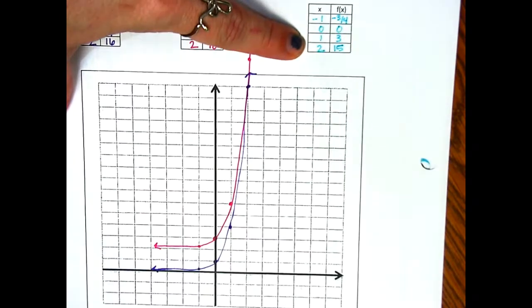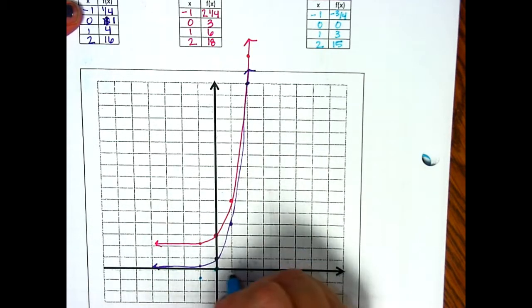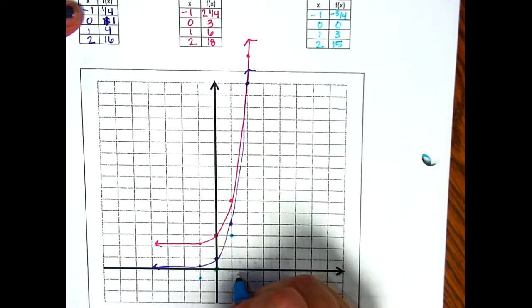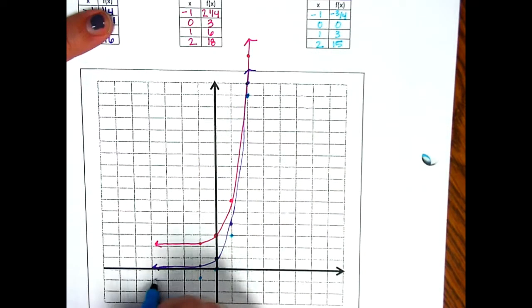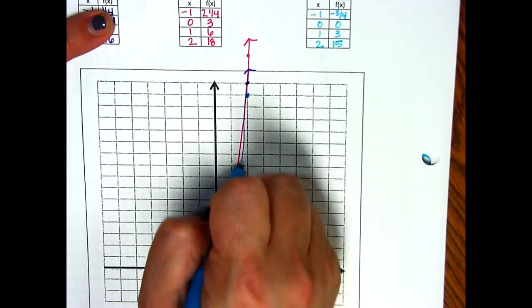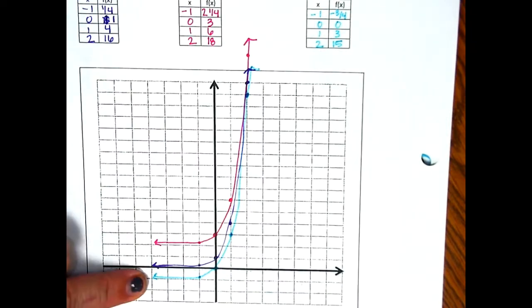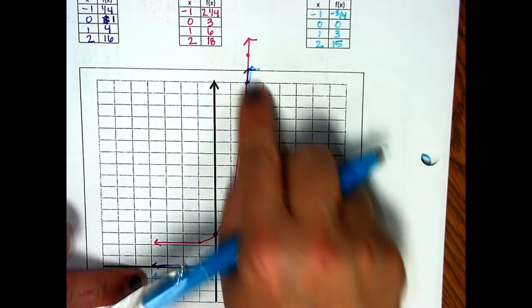Okay, and I'm going to go ahead and graph those. So I have -1, -3/4, 0, 0, 1, 3, and 2, 15. Okay, and you can see again, my asymptote went down 1, and so did all of my points.